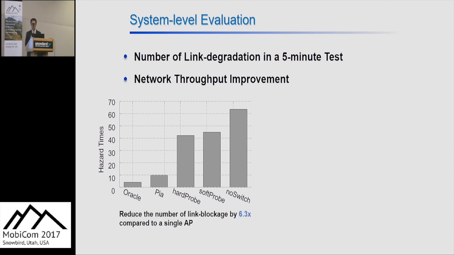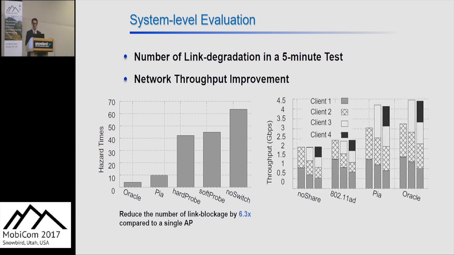We found our scheme can reduce the number of link blockages by around 6.3 times compared to the single AP deployment, because it can actively switch the access point before the current link degrades. We also evaluated the network throughput performance under the multiplayer VR scenario. We found our pose-assisted spatial sharing mechanism can improve the overall network capacity by around 83% compared to the 802.11ad scheme, because it jointly minimizes the cross-link interference through proper beam assignment.